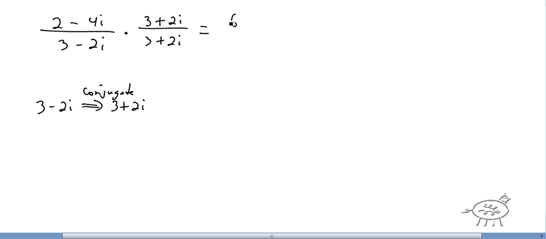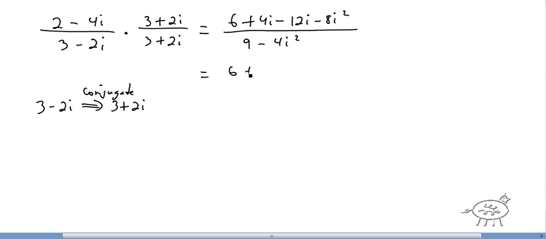So 3 times 2 is 6, plus 4i, minus 12i, minus 8i squared. On the bottom, we get 9. Remember, the outside and inside cancel. That's the whole point of conjugates. The outside and inside cancel, and we have to multiply the last, so it's minus 4i squared. And we've got to simplify our i squareds. So that's going to be 6 plus 4i minus 12i, and that's going to be plus 8 because i squared is negative 1. And on the bottom, that's going to be plus 4.